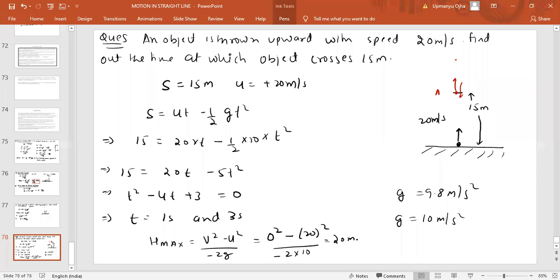If I ask you what is the time taken to reach the maximum height, that would be u by g only, simple, because it is the time taken to reach the maximum height. But here I'm not telling you the maximum height. I'm telling you that you have to find the time when it crosses 15 meters. Maximum height is 20 meters, so the ball can go up to 20 meters, but it will cross the 15-meter mark on the way. While going upward, it will cross the 15-meter mark in 1 second. Then coming downward also, it will cross the 15-meter mark after 3 seconds. That is why we are getting 2 times here.